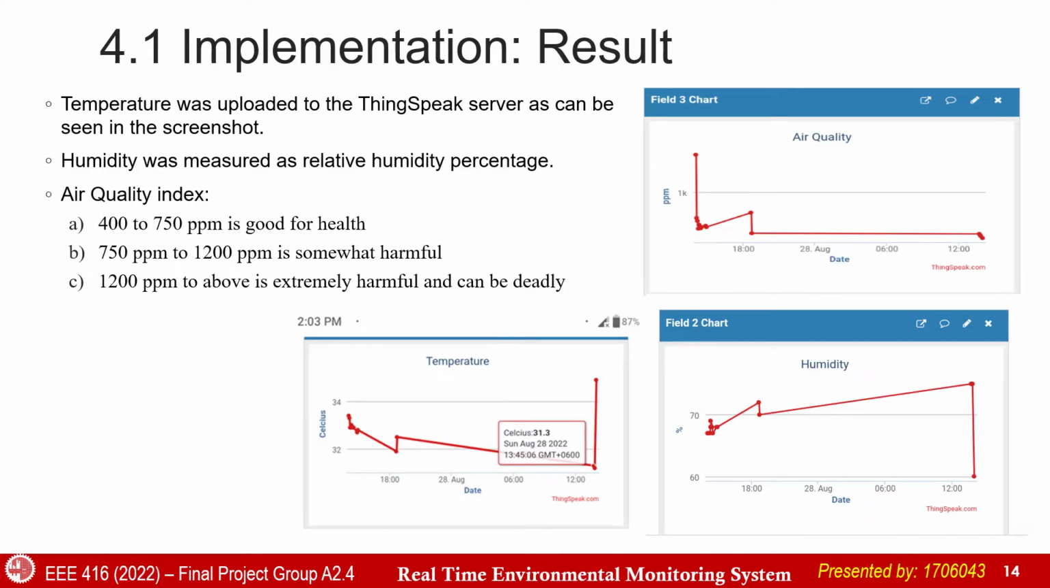We are measuring basically 3 parameters of the environment: temperature, humidity, and air quality. Air quality indicates whether the level of carbon dioxide, methane, and other harmful gases are below the threshold limit or not. For example, if the concentration of carbon dioxide is 400 to 750 ppm, the air quality is considered to be good. If the concentration is 750 ppm to 1200 ppm, it is considered to be harmful, and if the concentration is above 1200 ppm, it is considered to be extremely harmful.